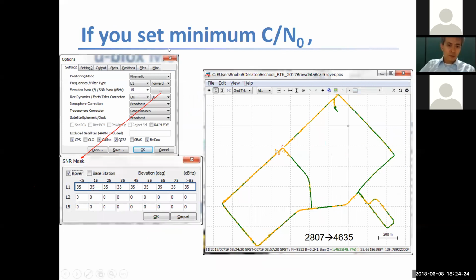This is just one example to improve RTK. If you set the minimum carrier-to-noise ratio, the SNR mask in setting 1, which we didn't set in the previous run, to 35 dB-Hz at every elevation angle, you can see the fixed positions improved so much. About 2,000 epochs were gained, and the number is now 9,500.